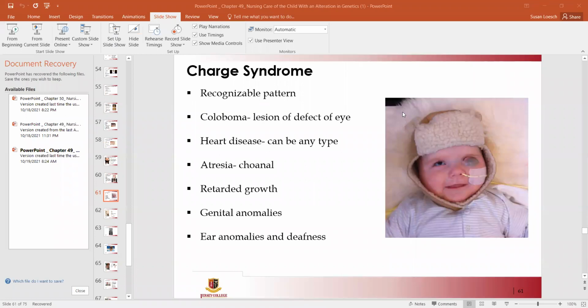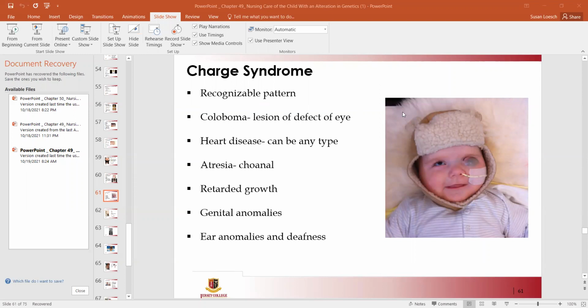Apert syndrome, this is the recognizable pattern of congenital anomalies where we see coloboma, heart disease, atresia, which we talked about the other night, retarded growth and development or central nervous system anomalies, genital anomalies, hypogonadism, ear anomalies, and deafness. It's an autosomal dominant inheritance. Most cases are due to new mutations on the gene CD87, and it typically occurs during fetal development, affecting multiple organ systems.